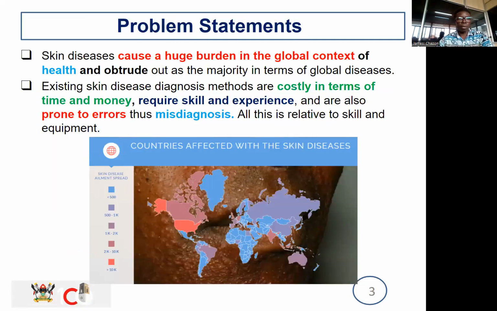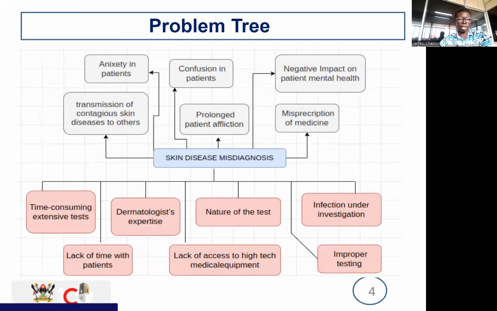So the problem statement is skin diseases cause a huge burden in the global context of health and obtrude out as the majority in terms of global diseases. Existing skin disease diagnosis methods are costly in terms of time and money and require skill and experience and are also prone to errors, which causes misdiagnosis. All this is relative to skill and equipment.